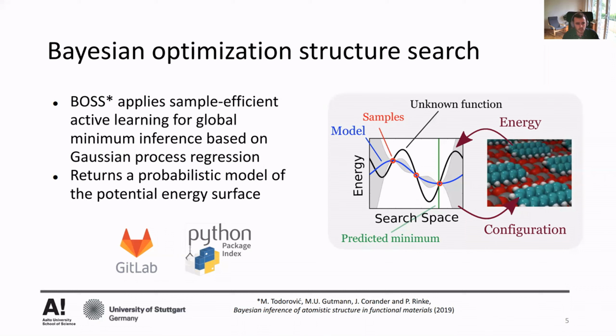This tool, the software, is developed in the groups of Milica and Patrick. BOSS solves this task that I just introduced you to, finding the global minimum on a potential energy surface. It does this in an active learning strategy, and it also provides us a probabilistic model that we can also chemically interpret.